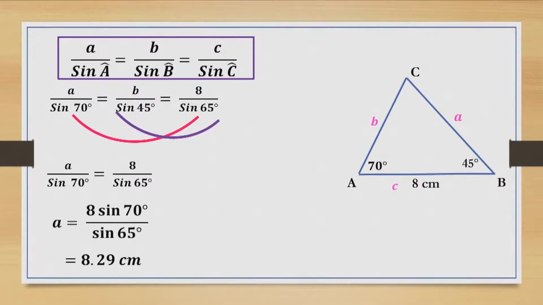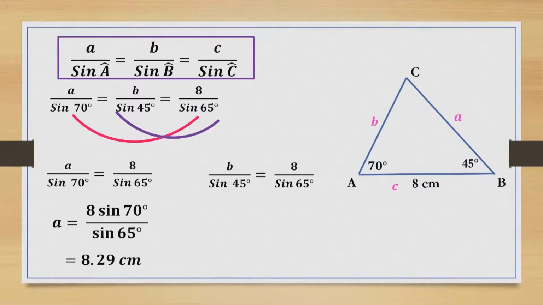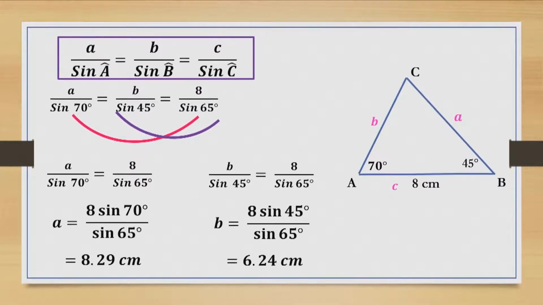Now I will use the second and the last part: b over sine 45 degrees equals 8 over sine 65 degrees. Cross multiplying and simplifying will give me b equals 8 sine 45 degrees over sine 65 degrees. So b is equal to 6.2 centimeters.